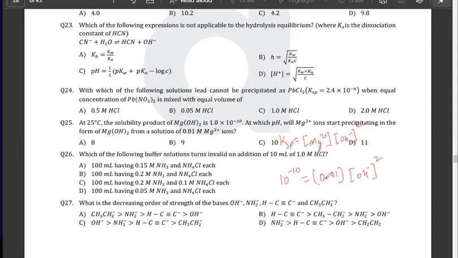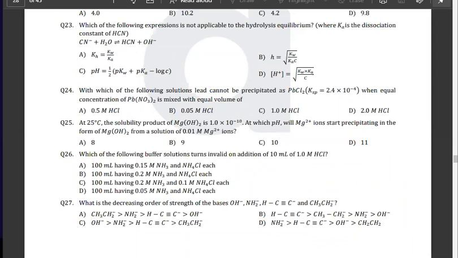Easy, question 19. So if you calculate this, you will get OH- concentration as 10 to the minus 4. So pH will be 10, because pOH is 4, pH is 10. Okay, got it? So C is the answer.